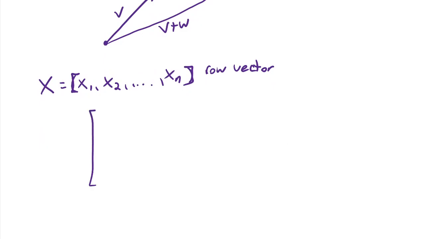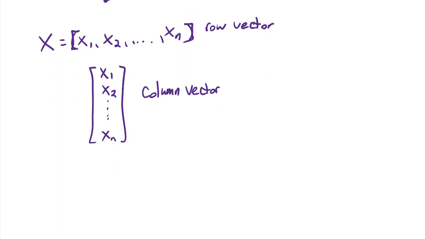Oftentimes, we also might represent it as a column. In this case, it's called a column vector. And this is pretty common too. I believe this is the default in R. By default, in the programming language R, if you've used it before, it'll try to make the dimensions match automatically. But otherwise, I think it defaults to a column vector.